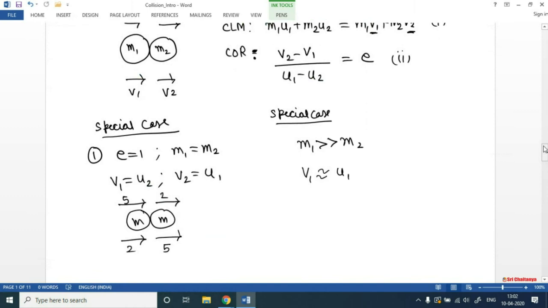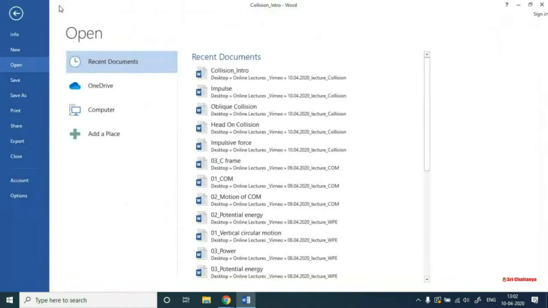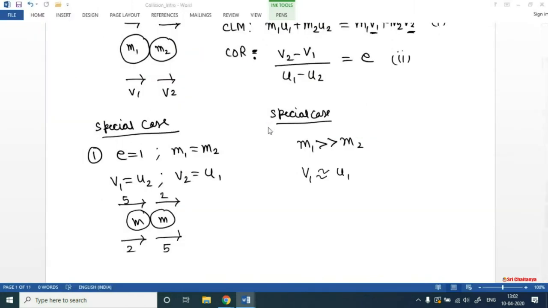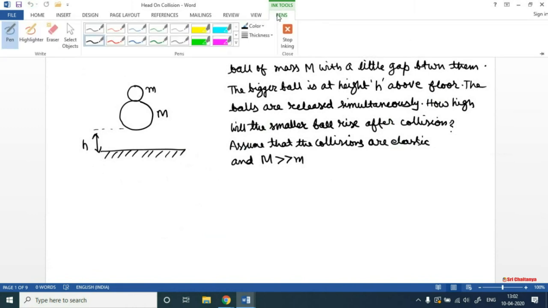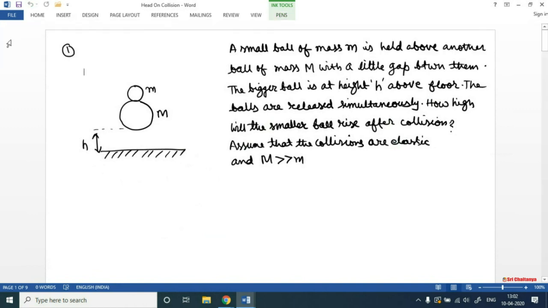Okay, so now let's move on to some problems. Let me open another file for you. Let's talk about some examples of head-on collision. This is one example I have taken, and here you can see one small ball over a large ball. This is a very interesting problem, and a small ball over a large ball is known as a super ball. You will very soon know why.